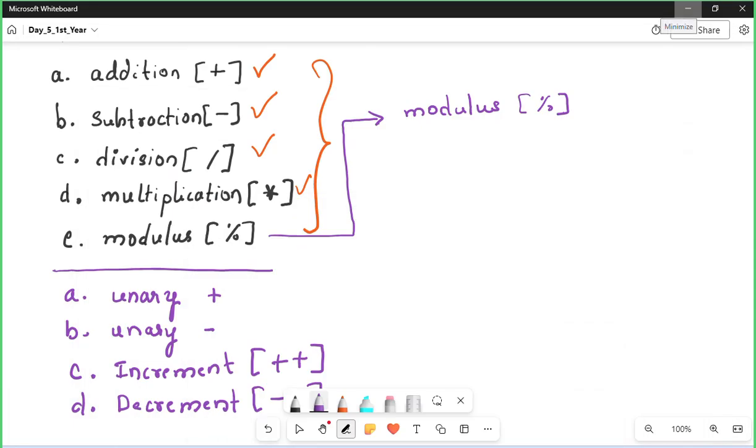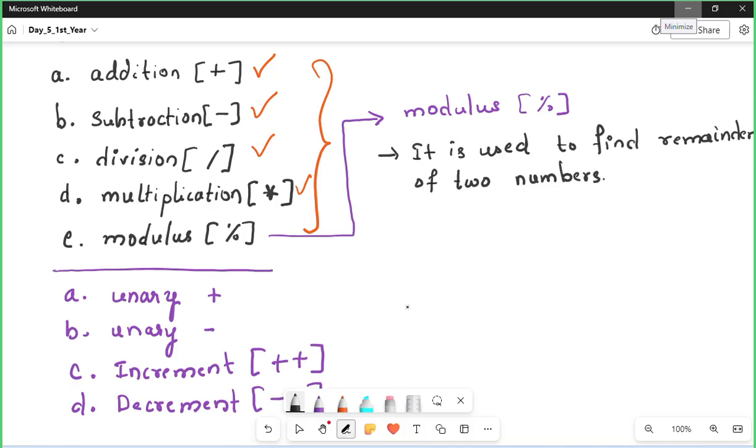Now, what is the meaning of the modulus operator? What is the job of this? It is used to find the remainder of two numbers.